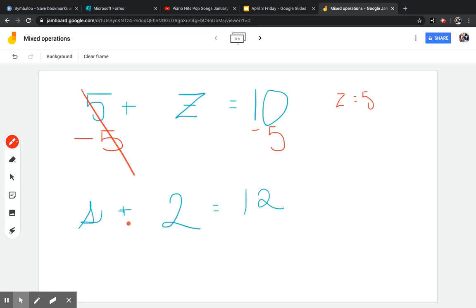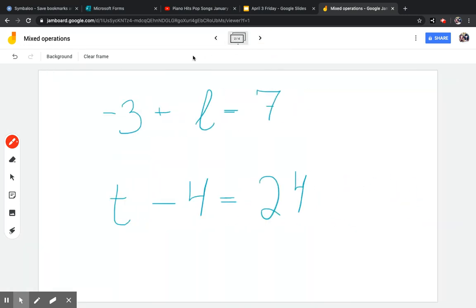Okay, same thing. I have an s plus 2. So I have a positive 2. I'm going to subtract it to cancel itself out. Now all I have is an s. Subtract 2. So I should have s equals 10. So this one's probably one of the easiest ones to do.